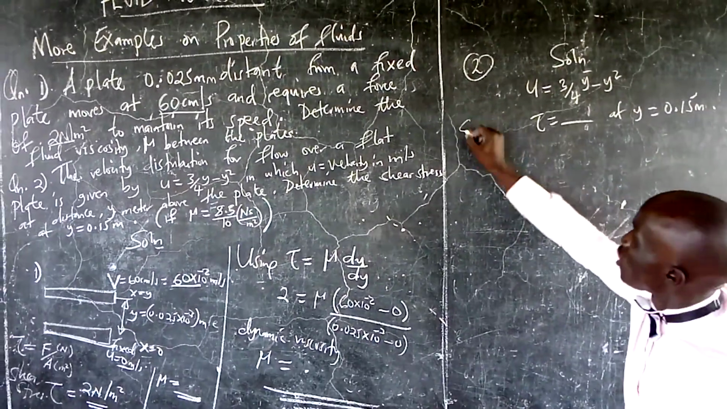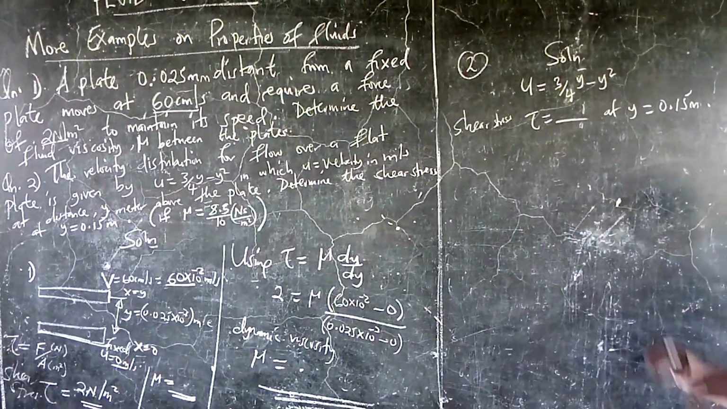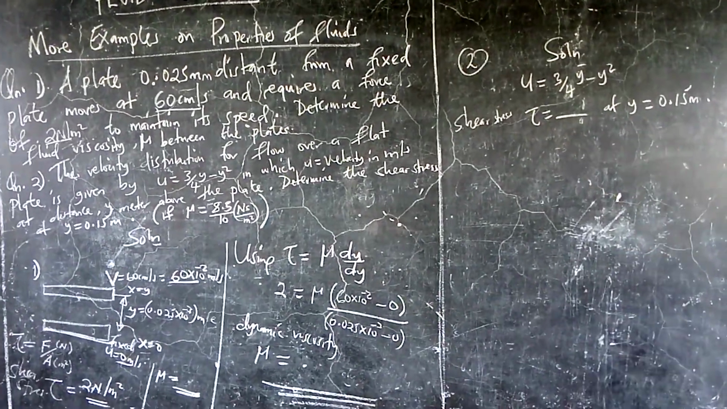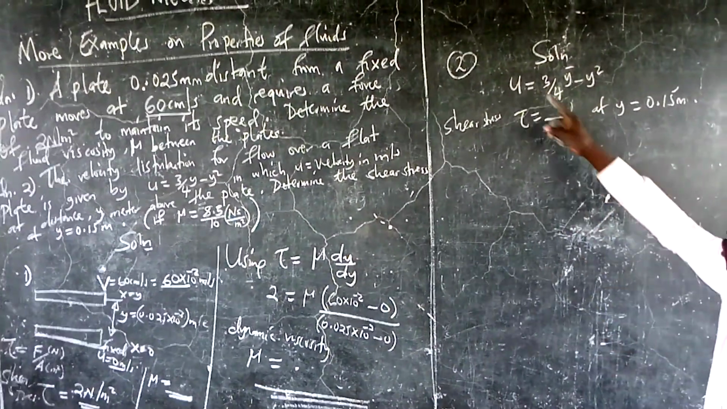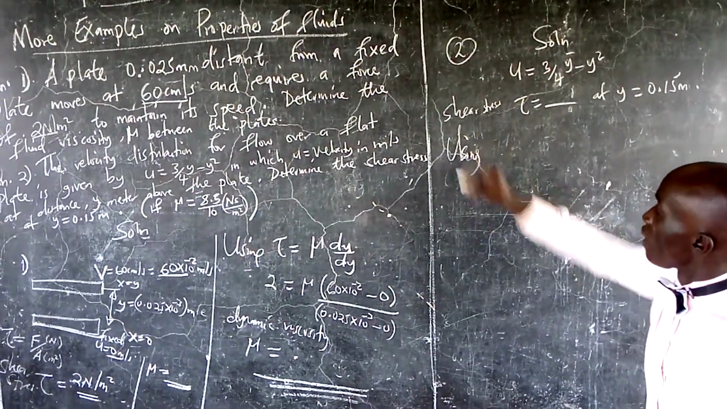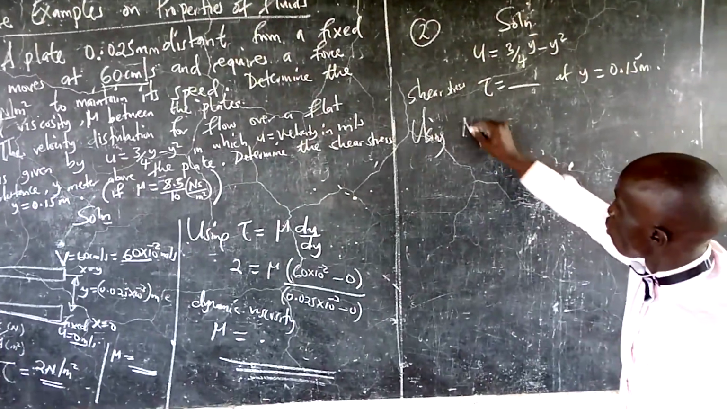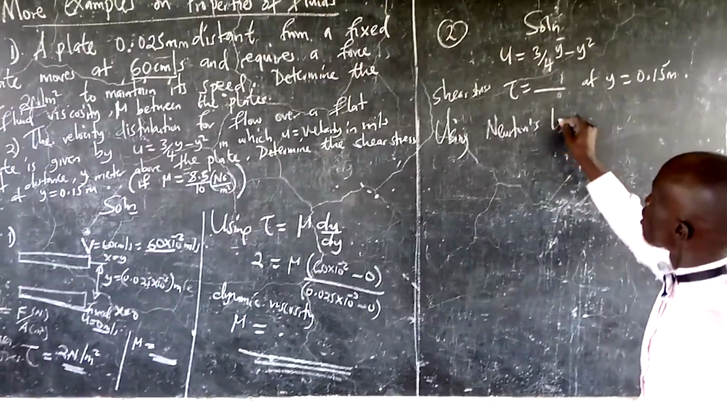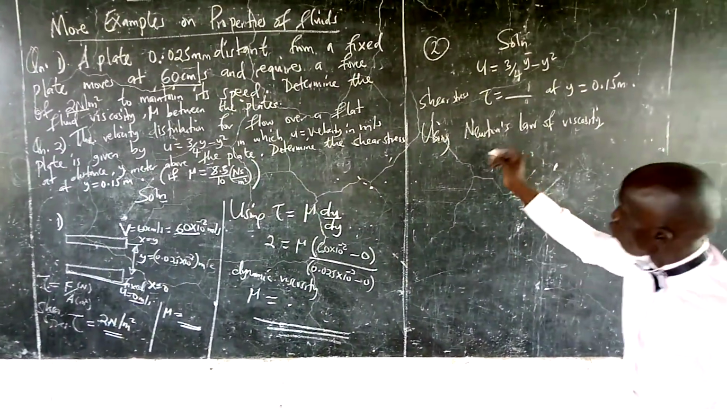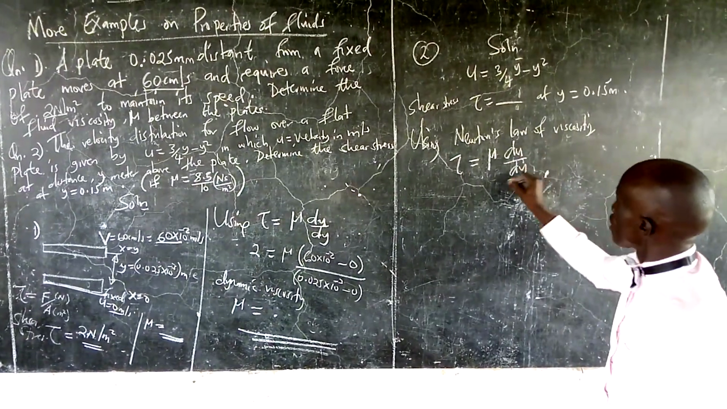So they want us to get the shear stress at that value. You find that it is simple, because they are talking about velocity, shear stress, u and y. Still we're using Newton's law of viscosity, because we have u and y. It's not very hard, it's very simple, you can follow it very well. So using Newton's law of viscosity, let me go slow, our tau is equal to mu du dy. That's Newton's law of viscosity.